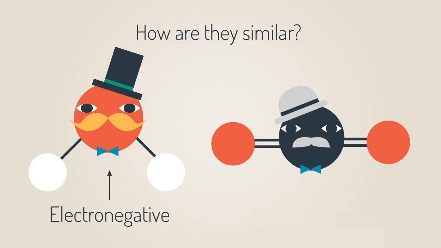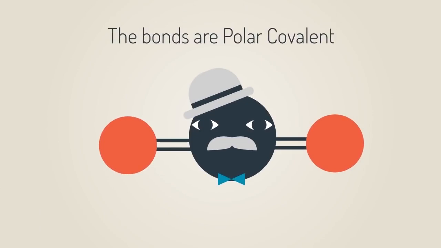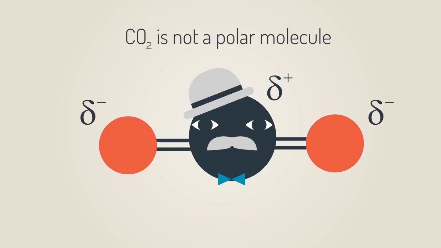The answer is that, like water, the bonds are polar covalent, making the carbon atom delta positive and the oxygens delta negative. Although, unlike water, carbon dioxide is not a polar molecule overall. Its linear geometry means that the 2 polar bonds effectively cancel each other out.